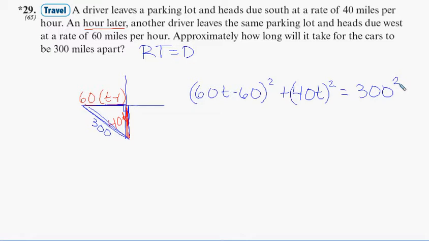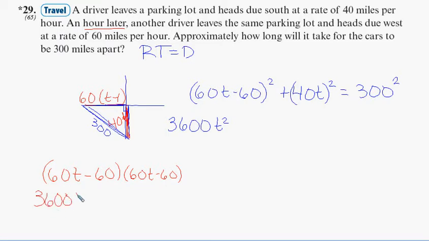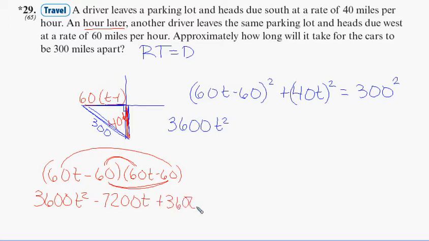60t times 60t is going to be 3600t squared, and then we're multiplying the inners and the outers. Actually, let me just do this off to the side here so that you can see what's going on. 60t minus 60 times 60t minus 60. So you see that's where I got my 3600t squared, and I multiply these two and multiply these two. That gives me 3600t, and then this one gives me 3600t, which is negative 7200t. And then when I multiply these last two, that gives me positive 3600. Okay, so lots of information here.